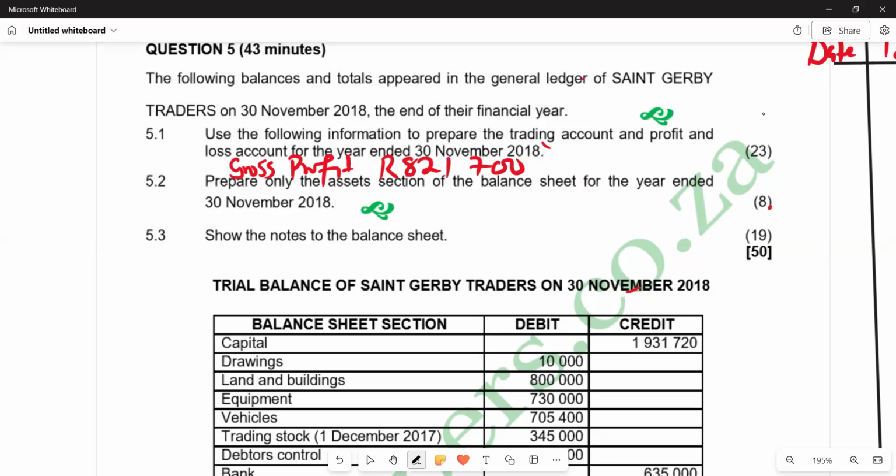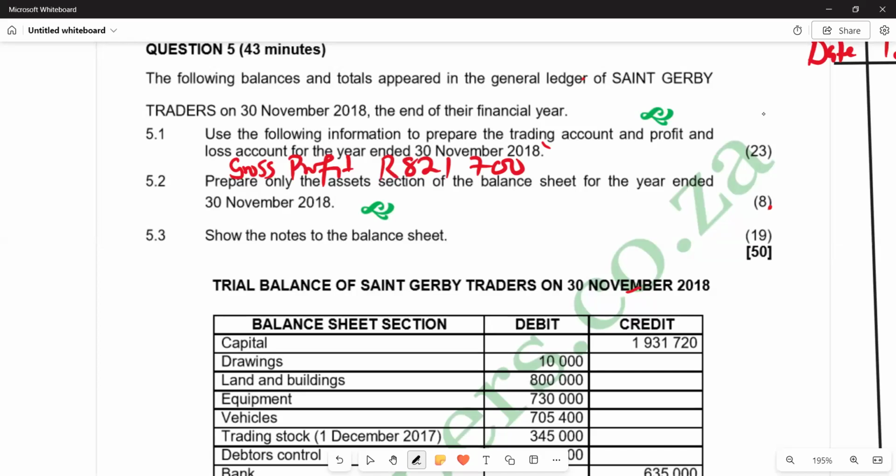In this video, we are going to look at the preparation of the profit and loss account in the general ledger. According to this video, we are only going to focus in particular on that account. This is a question paper of June 2020, and it reads: the following balances and totals appeared in the general ledger of Saint Gaby Traders on 30 November 2018, the end of their financial year.